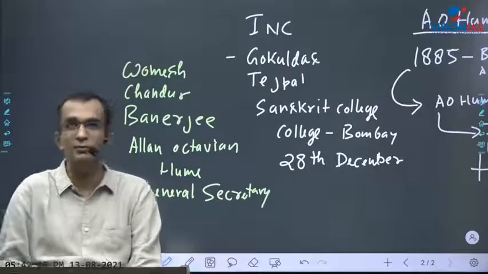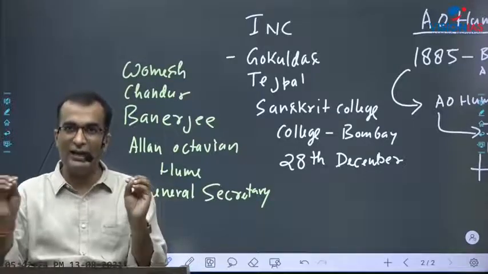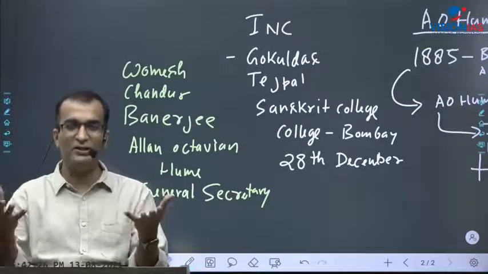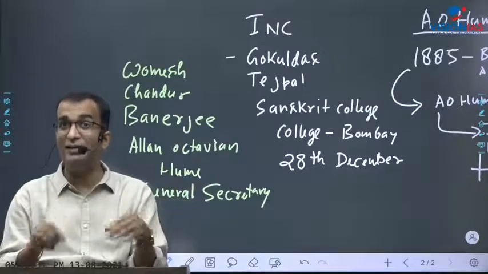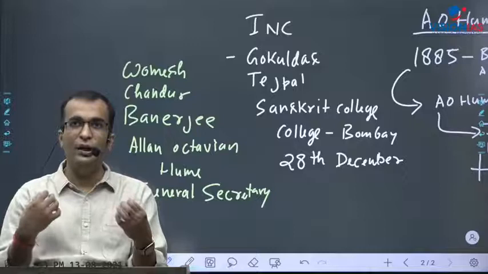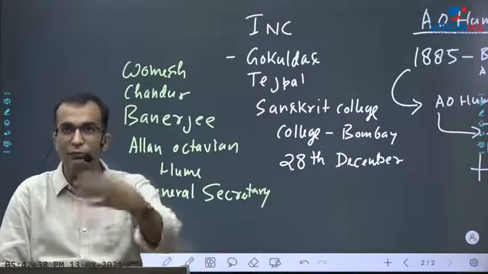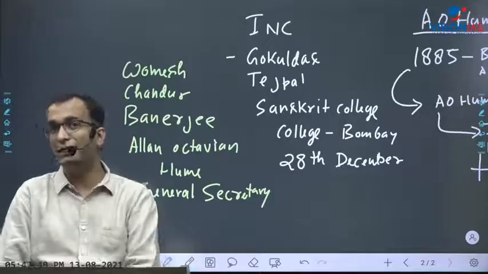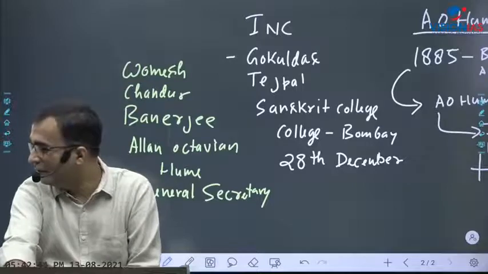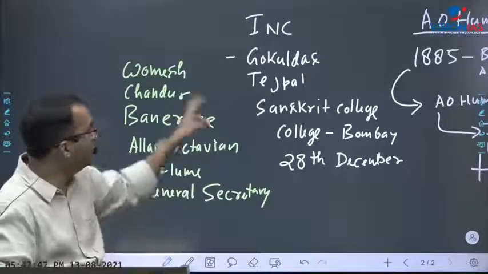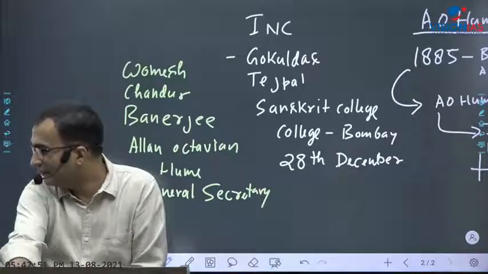You don't need to remember all the presidents from 1885 to 1947. You don't need to remember all of them. But yes, the first ones and the ones under whose presidentship some important initiatives were taken, some important movement started, that we need to know. But everyone has to know the first one. So he is the first president, Vomesh Chandra Banerjee. After that, so Annie Besant?